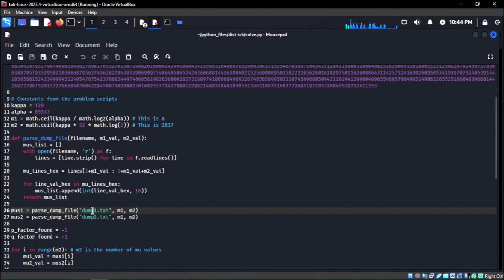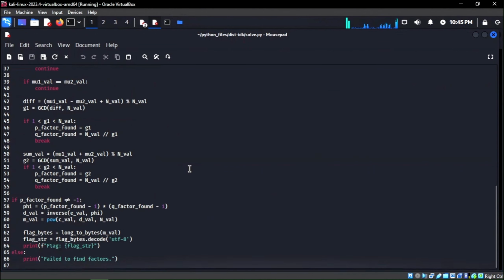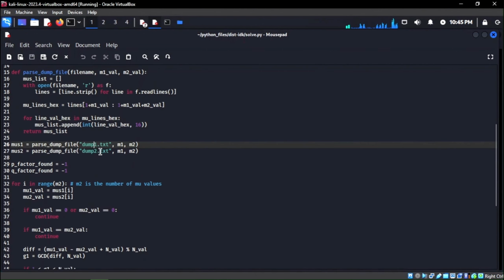If the mu1 value is not equal to the mu2 value, then it loops through, comparing each mu1 from the first file with the corresponding mu2 from the second file. It finds a pair where mu1 is not equal to mu2 and they are not 0. It calculates the difference and then takes the GCD of the difference and our big number n, which should give us one of the secret prime factors. So here is the code and the logic. So let's run this and check.